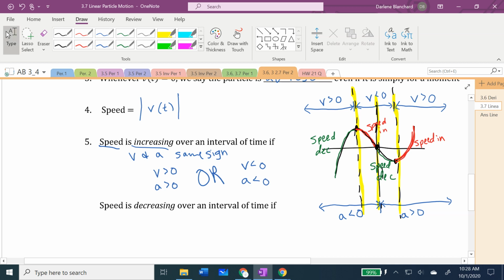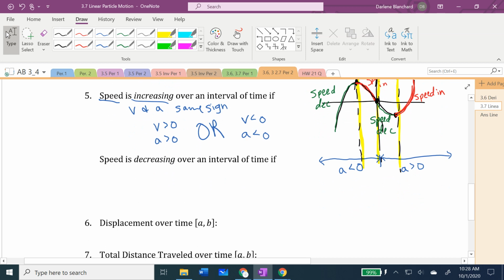And then speed is decreasing if your velocity and acceleration are opposite signed. Which means either you have a positive velocity with a negative acceleration or a negative velocity with a positive acceleration.